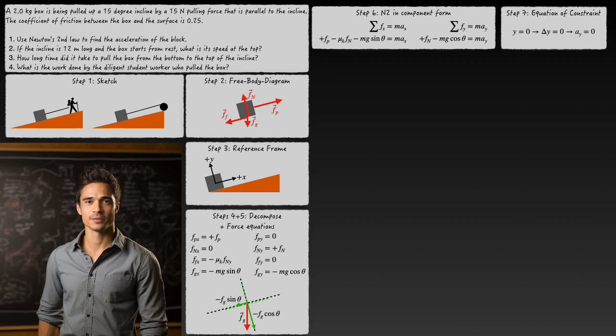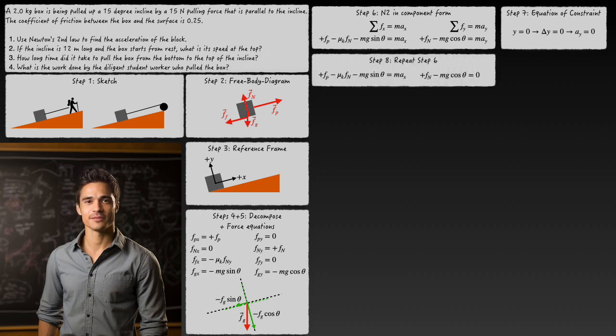The y-coordinate for the box is 0 and will remain 0 as the box is constrained to move along the incline. That implies that the change in y position is 0 and the y acceleration must also be 0. Let us then repeat step 6. Awesome, we have two equations and two unknowns. We are rocking this problem. Using our favorite method, we can solve this.